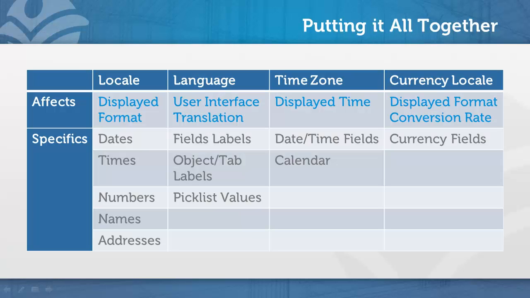So let's do a quick recap. Locale changes the formatting of data displayed within some fields. Language changes how the user interface and translatable elements are displayed to the user. Time zone impacts how time is entered and then displayed. Currency locale changes the displayed format of currency fields and is used to determine conversion rates when multiple currencies is enabled.